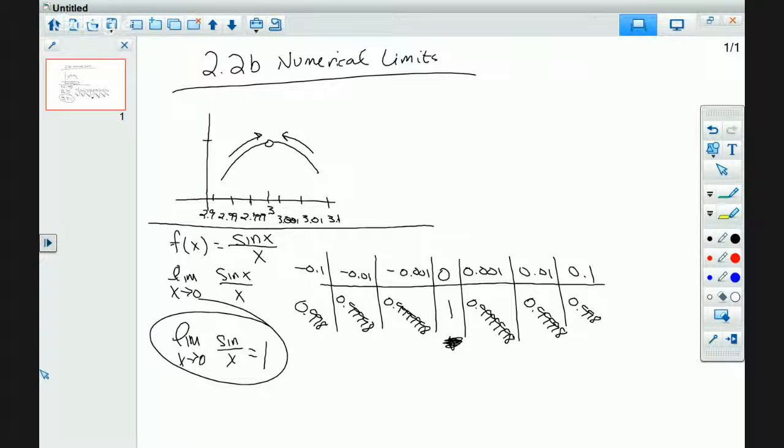You do have to show the table if you're asked to numerically analyze the limit. If you wanted to, to make your life easier, since this is f of x, you could just write f of x, because it's defined already. Either one works, it doesn't matter. But only if it's a question.